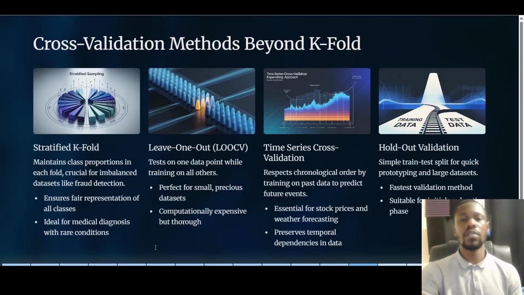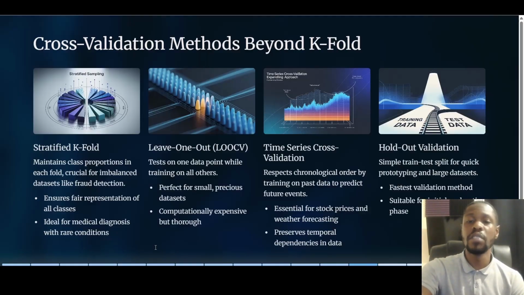We have the leave one out cross-validation method. So this tests on one data point while training on all the others. It's perfect for small, precious datasets. It's computationally expensive, however, but it is very thorough. Next, we have the time series cross-validation method. This respects chronological ordering by training on past data to predict future events. So if you imagine, this is good for things like stock prices and weather forecasting, and it preserves temporal dependencies in data. Lastly, we have what is known as hold-out validation. So this is a simple train test split for quick prototyping and large datasets. It's the fastest validation method and is suitable for the initial exploration phase.